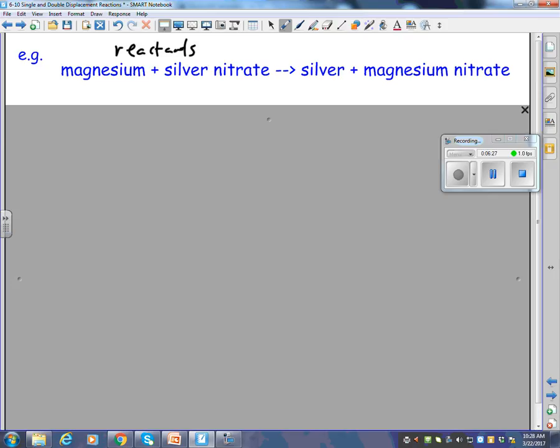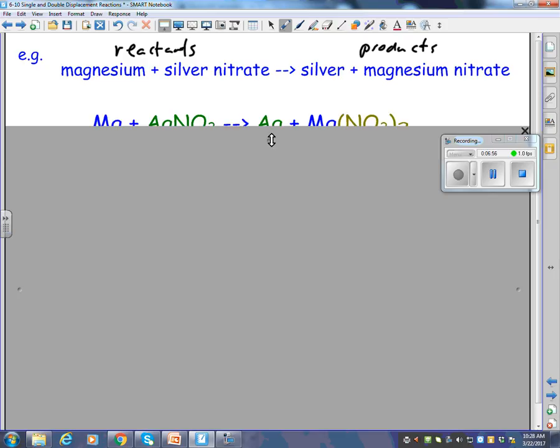Reactants, and the right-hand side is called the products. What has been displaced here? The silver has been kicked out, right? The magnesium is the big bully. Kicked out silver. Magnesium should be sent to the office and given a stern talking to. Right? Magnesium has kicked out the silver. So this is an example of single displacement.